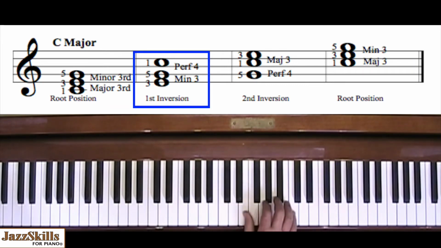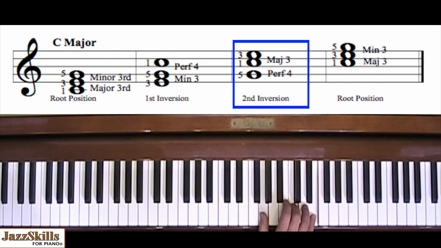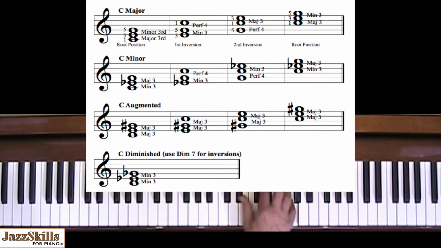Now, if I play an inversion of that chord, now I have a minor third on the bottom and a perfect fourth on top. The second inversion will have a perfect fourth on the bottom and a major third on top. And we can do this with minor chords, augmented, there's major third, major third. We can do diminished, minor third, minor third.